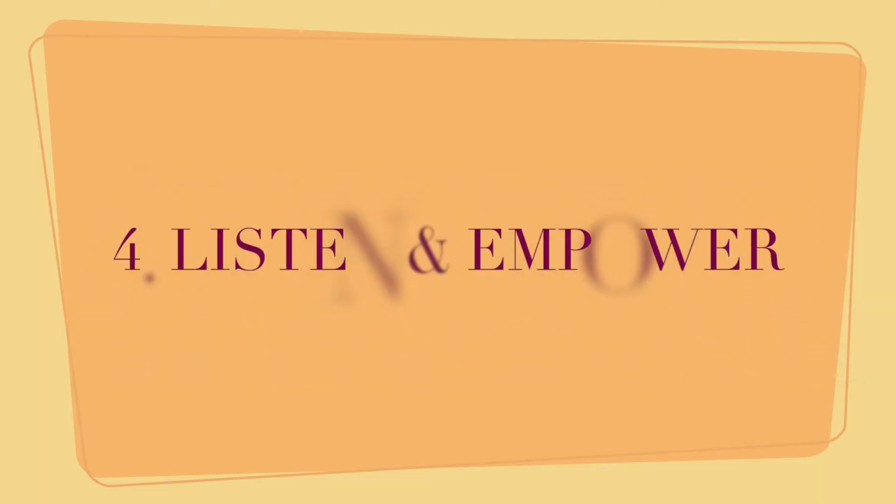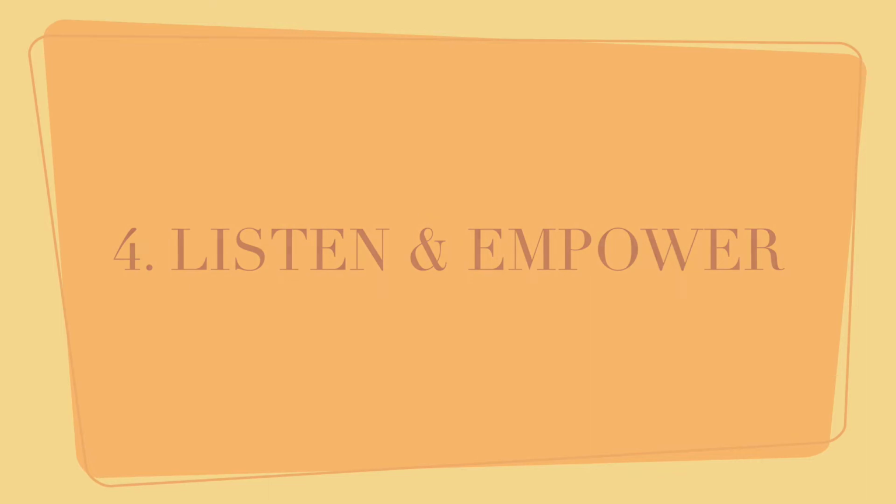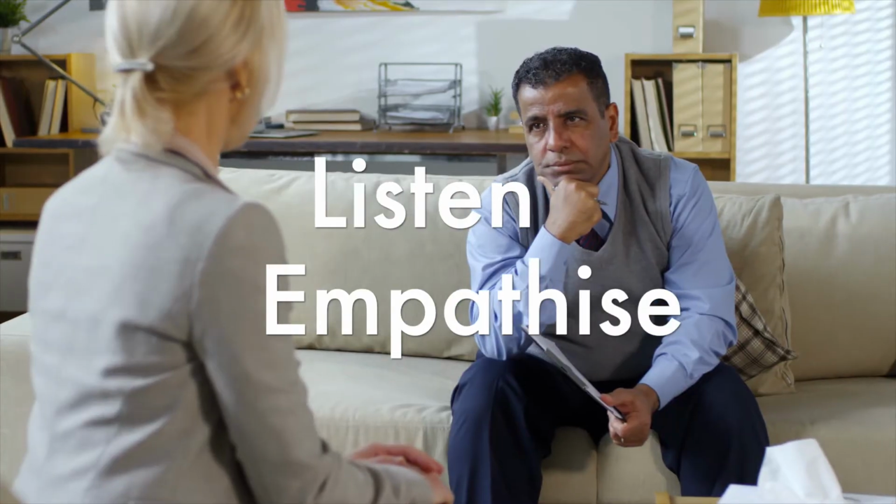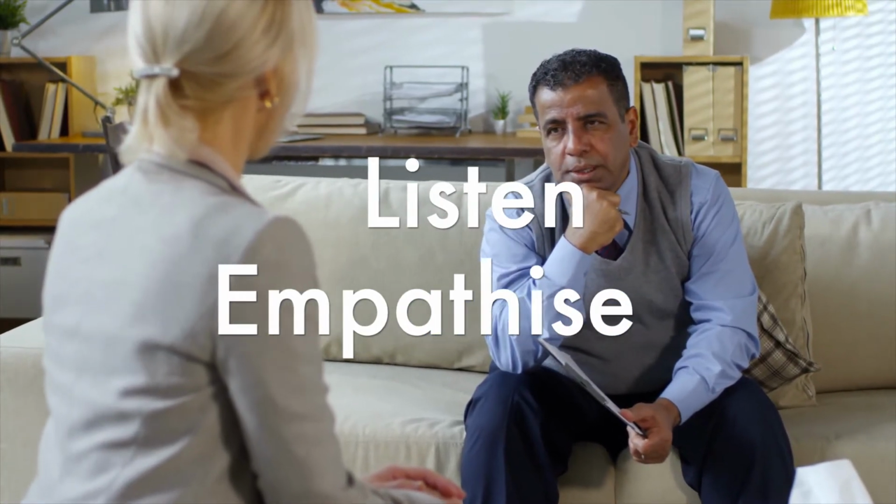So the fourth tip to coach your team is to listen and empower. I'm sure as a coach and as a leader, your first and foremost role is to have a good one-on-one relationship with your team. And in order to do that, you need two important skills. One is listening and the second is to empathize. Because your teammates have a lot of information, feedback and inputs which they want to share with you and they want to talk to you.